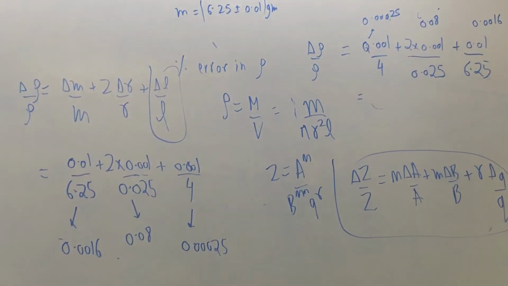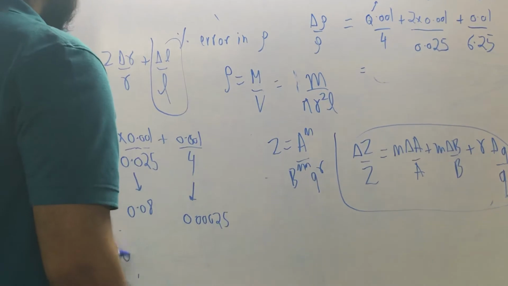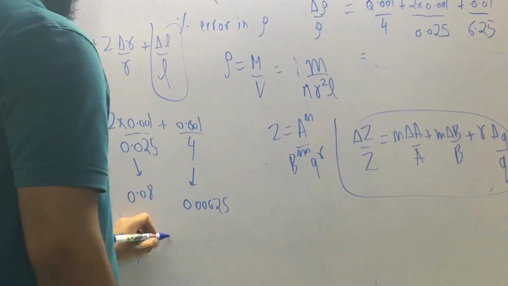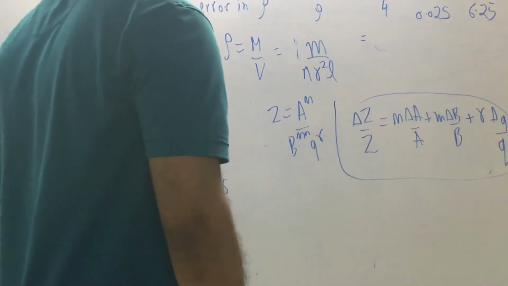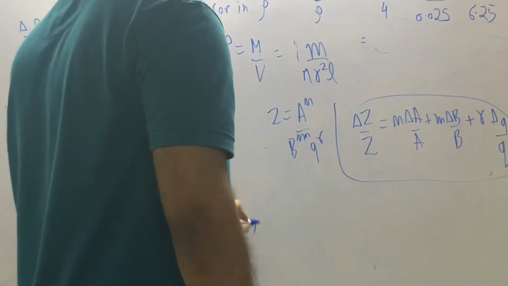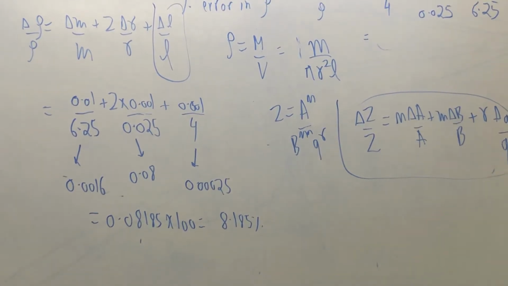Okay, and upon adding all of them you get 0.08185. Multiply by 100, you will get the percentage error. Percentage error is 8.185%. Okay, so this is how you will do this question.